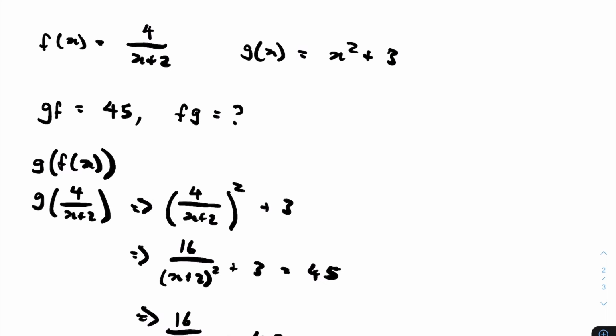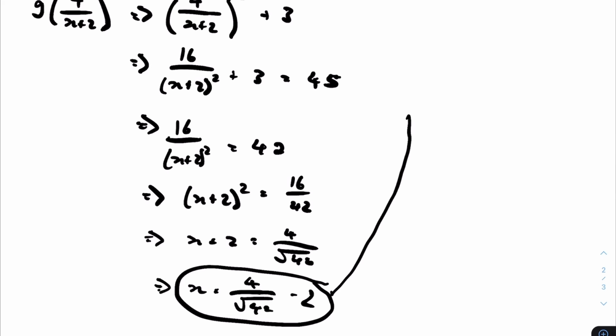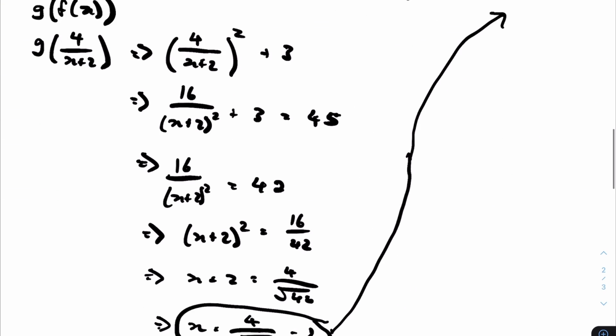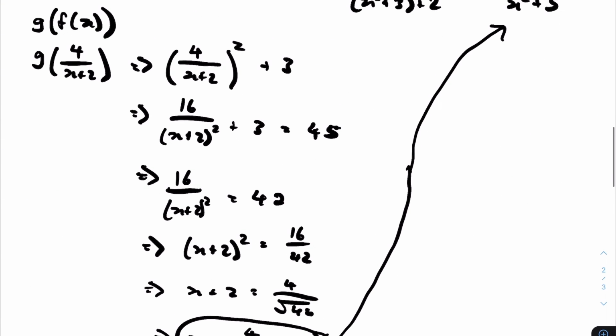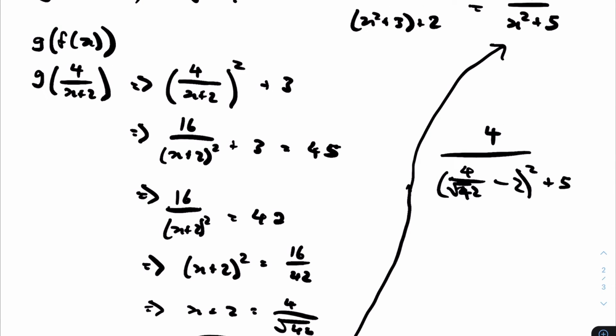So f(g) would be putting g(x) into f(x), which would mean we would get 4/(x² + 3) + 2, which is equal to 4/(x² + 5). So what we need to do is substitute our value of x, which is this, into this value of x, and find f(g). So essentially our final answer would be 4/((4/√42 − 2)² + 5). This would be our final answer.